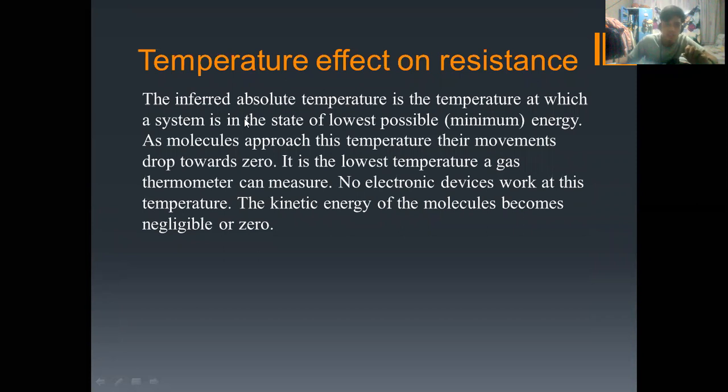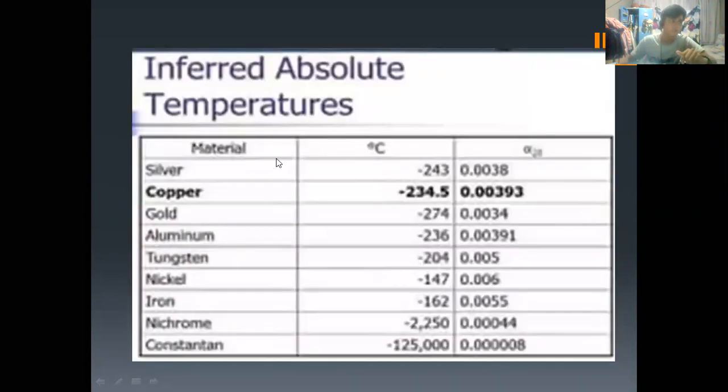Temperature effect on resistance. The inferred absolute temperature is the temperature at which a system is in the state of lowest possible minimum energy. As molecules approach this temperature, their movements drop towards zero. It is the lowest temperature a gas thermometer can measure. No electronic devices work at this temperature. The kinetic energy of the molecules becomes negligible or zero. Kumbaga, dito natin kinukuha yung value ng inferred absolute temperature. Yung coefficient of temperature dito, ito yung mga material.